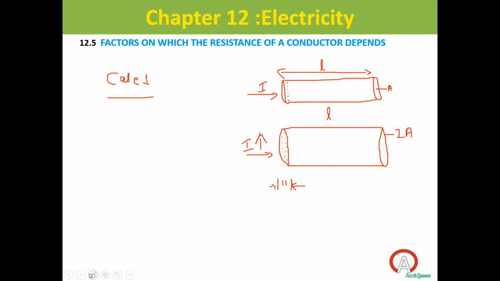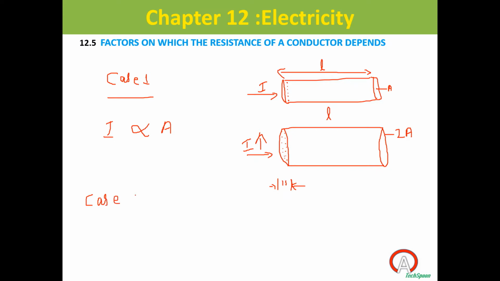Right? So we can say that when I am increasing the area of cross section of a conductor, the amount of current passing through the conductor increases. So in case 1, we can say that current is directly proportional to the area of cross section. This is case 1. Okay. Case 2. So case 1 is clear to all of you? Is it clear to all of you, case 1?